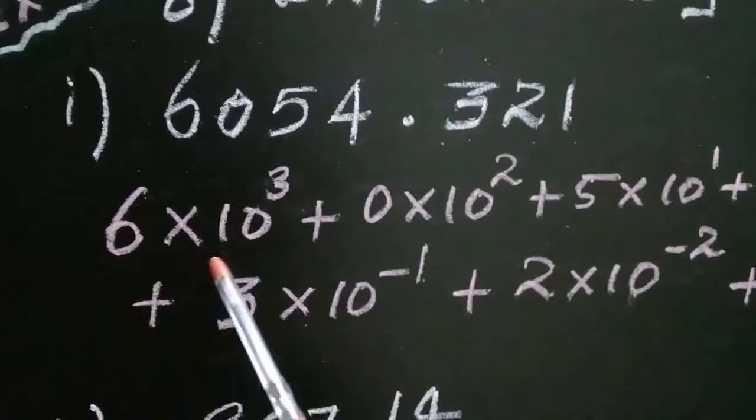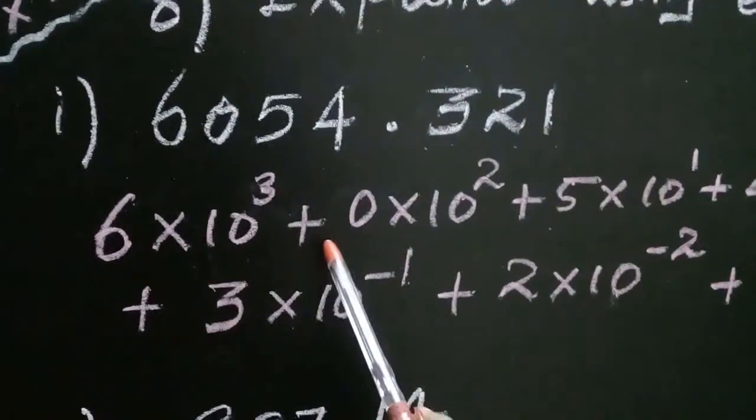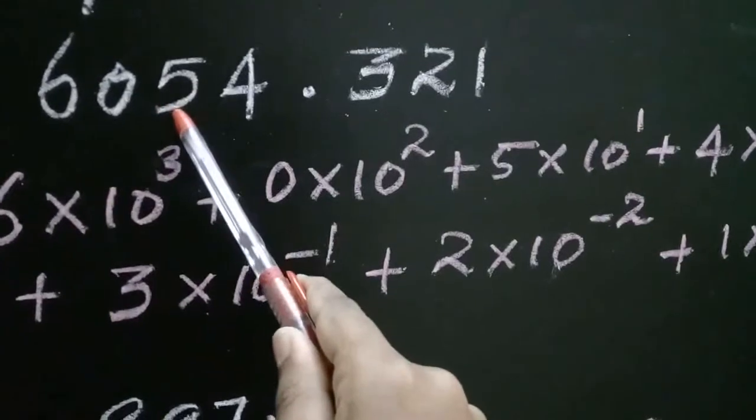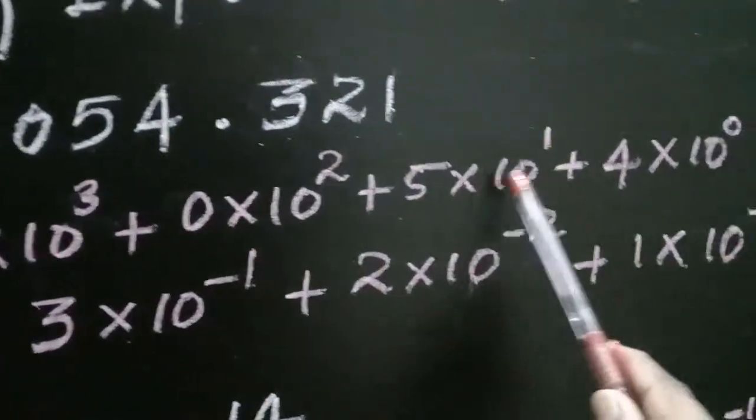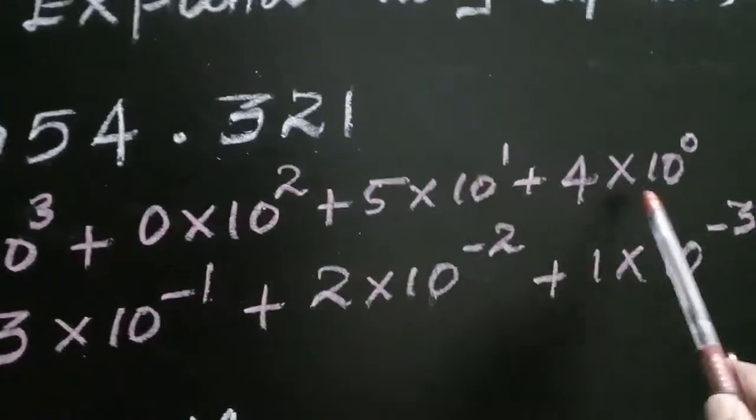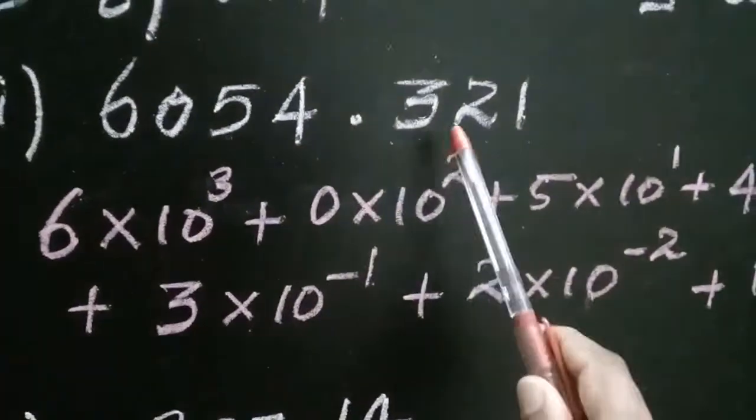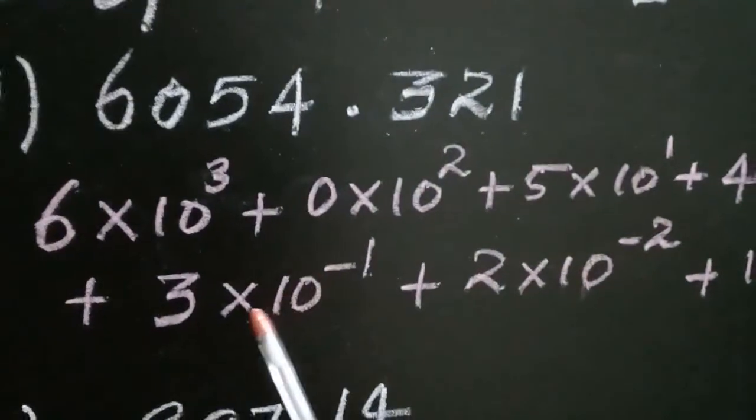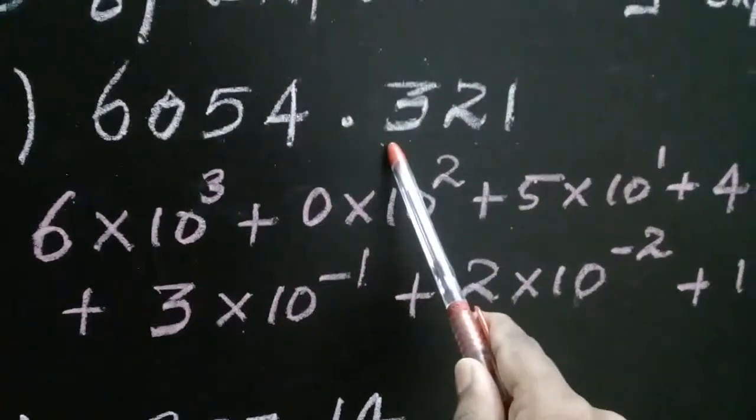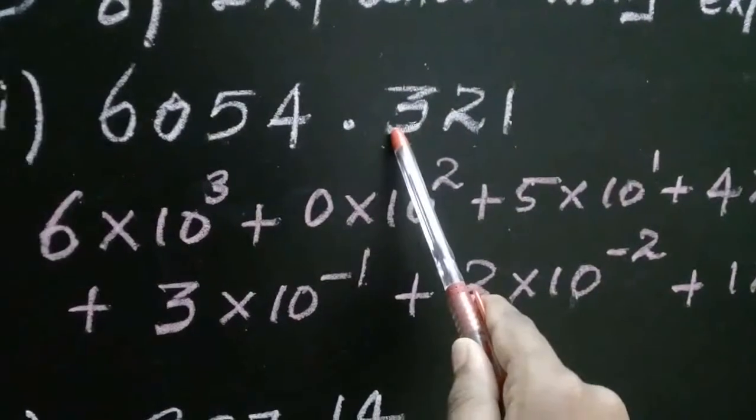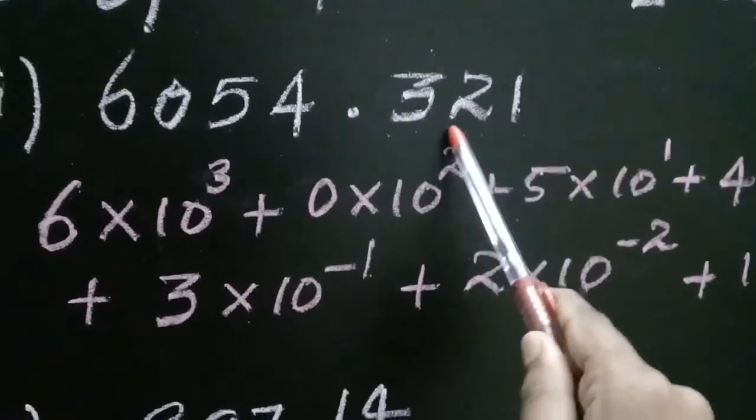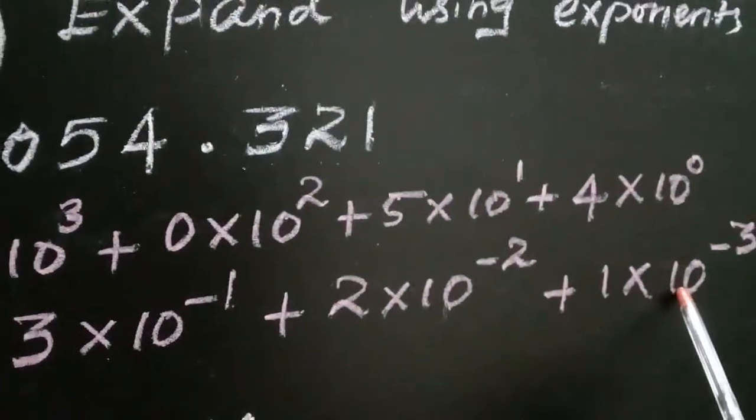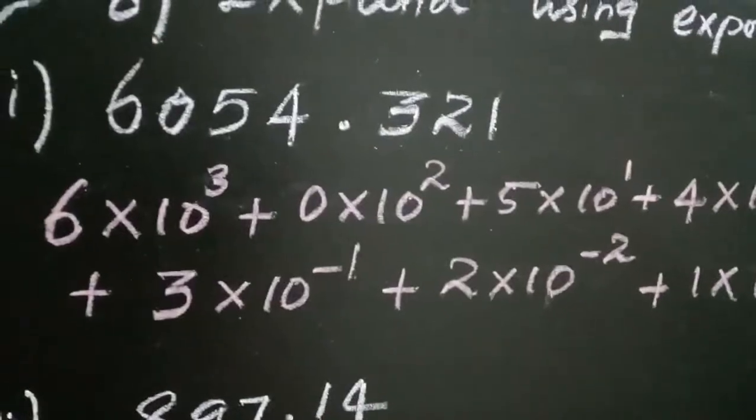So 6 into 10 power 3 plus 0 into 10 power 2 plus 5 into 10 power 1 plus 4 into 10 power 0 plus 3 into here 10 power minus 1. That means 3 divided by 10, that is 0.3 here. So 3 into 10 power minus 1 plus 2 into 10 power minus 2, here 1 into 10 power minus 3. So like that only we write the expanded form.